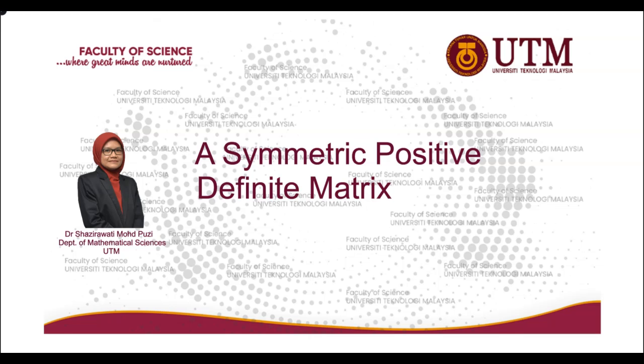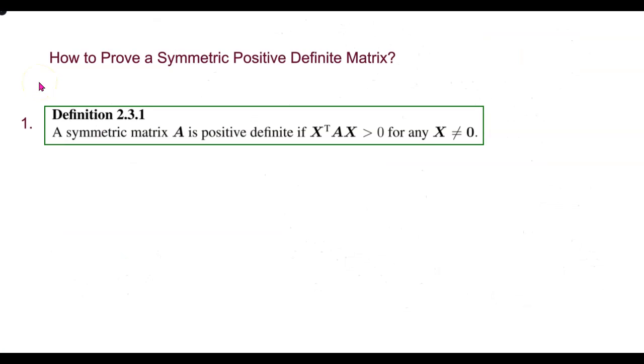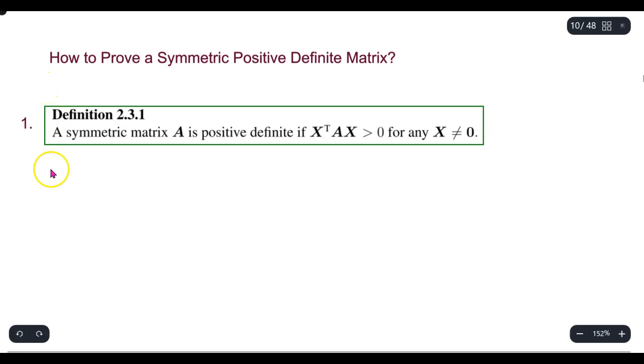In this video, you are going to see how to prove a symmetric positive definite matrix, which is the criteria for the Cholesky method. There are two ways to prove an SPD matrix. The first one is by using the definition, and the second one is by using the theorem. By definition, a symmetric matrix A is positive definite if we can prove that the vector x transpose times the coefficient matrix A times the vector x must always be positive for any x which is not equal to 0.